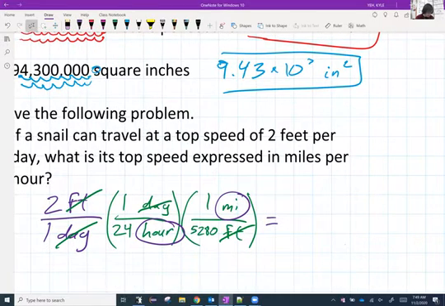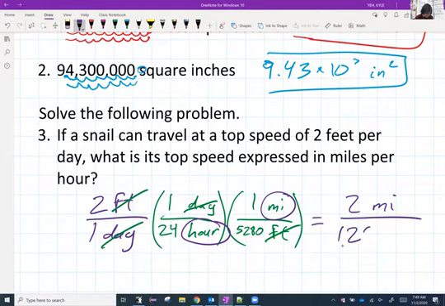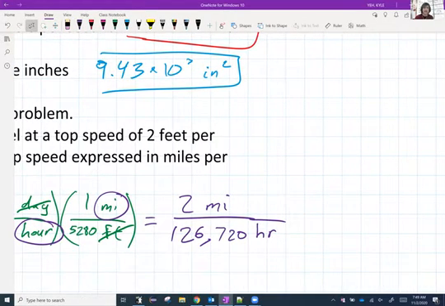So 2 times 1 on top, it sounds like a snail can go 2 miles every 1 times 24 times 5,280 every 126,720 hours. Okay, 2 miles every 126,720 hours. That's a long time, but snails don't move that quickly, so it kind of makes sense. What I want to know, though, is how many miles per 1 hour. So I'm just going to divide those.